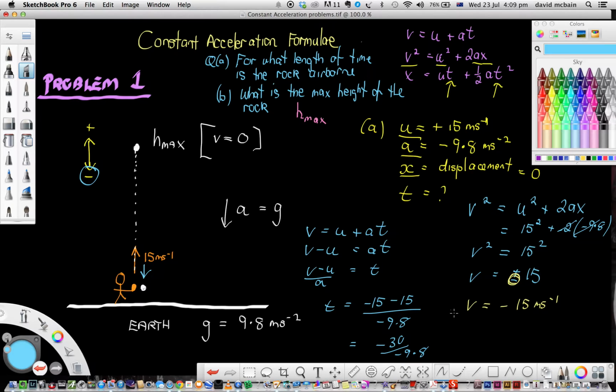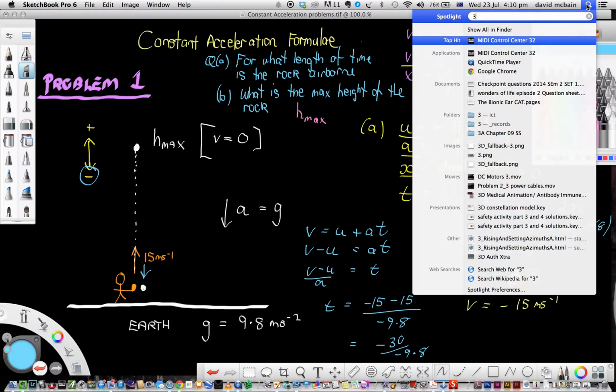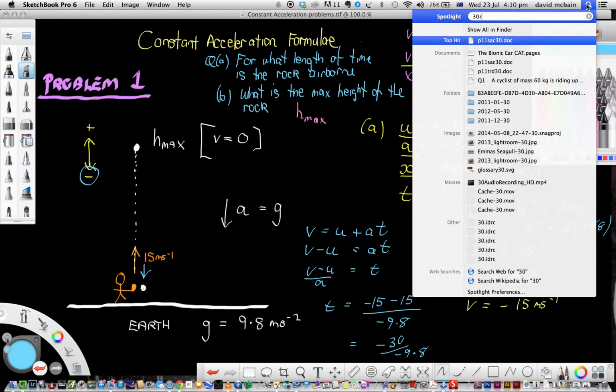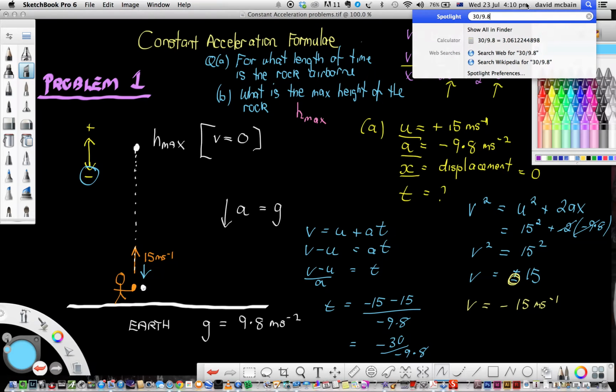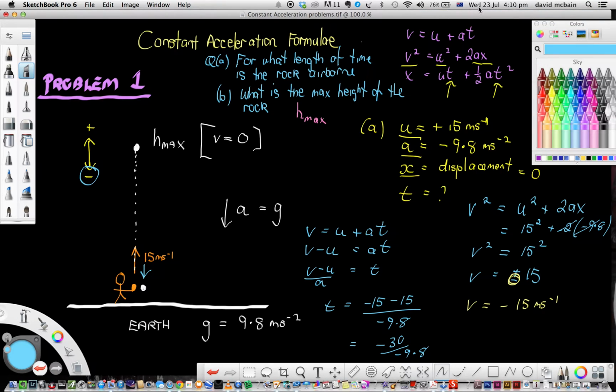So that's just going to be a little bit over 3. We'll just do a quick calculation here. 30 divided by 9.8 is roughly 3.06. So that's telling us that the ball was in the air for just a fraction over 3 seconds.